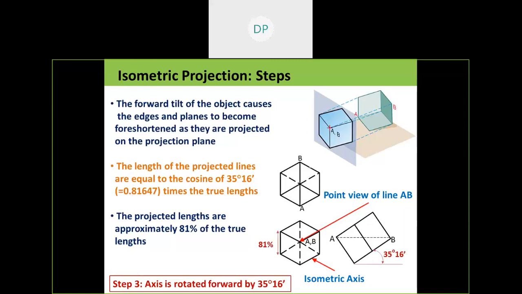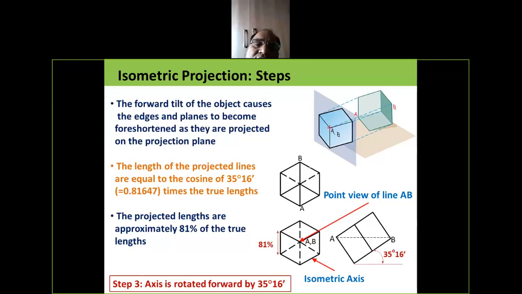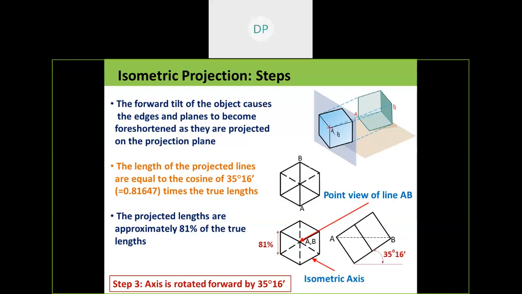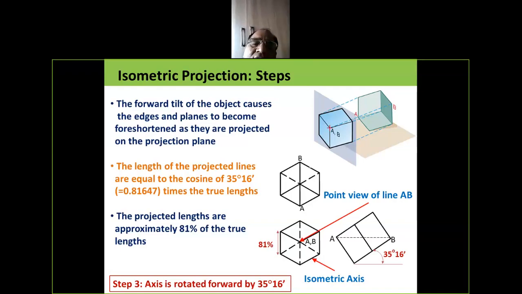Next, the side is shortened approximately 81%. 81% or 80% of the projected length, shortened by 80 or 81% of it. And the three axes are rotated through 35 degrees and 16 minutes. Next slide.